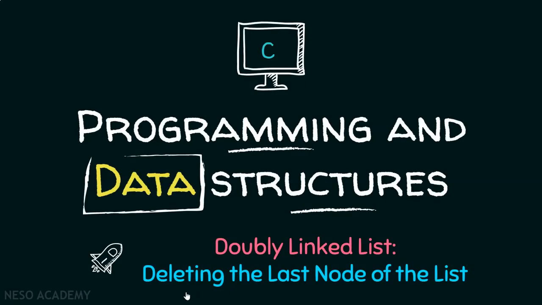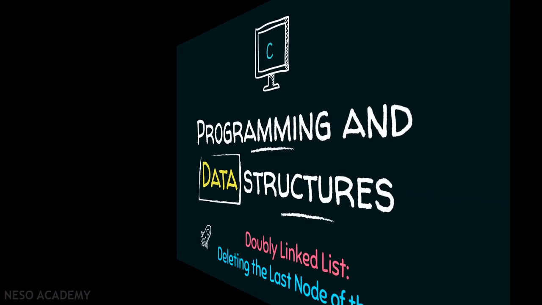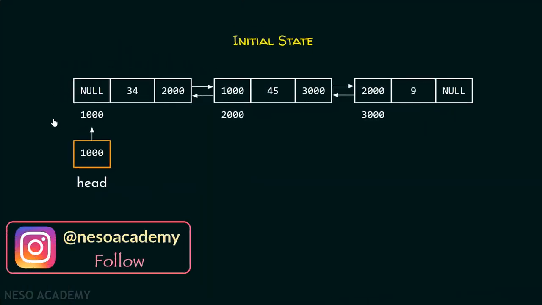In this presentation, we will learn how to delete the last node of the doubly linked list. So let's get started. Let us suppose this is the initial state of the doubly linked list. Currently head is pointing to the first node of the list, and our target is to delete this particular node, that is the last node of the doubly linked list.